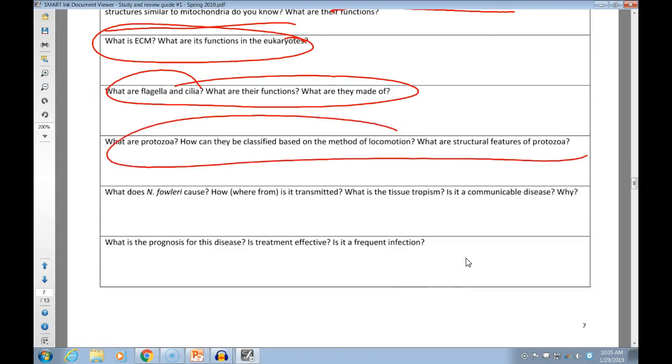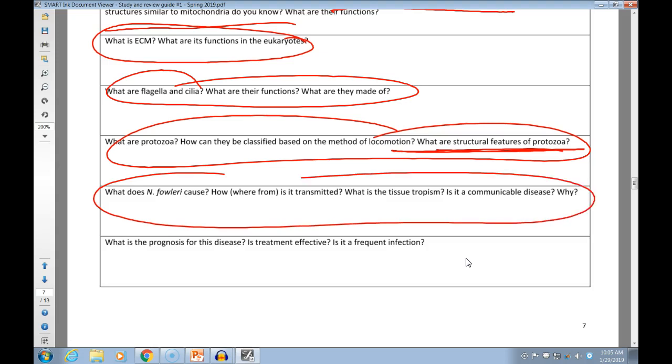Protozoa. Remember the classification of four classes: Mastigophora, Ciliophora, Sarcodina or amoeba, and Apicomplexa. Match the description with the name. Structural features, they don't have a cell wall.